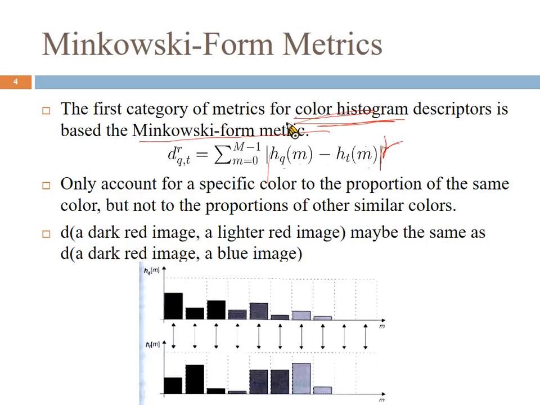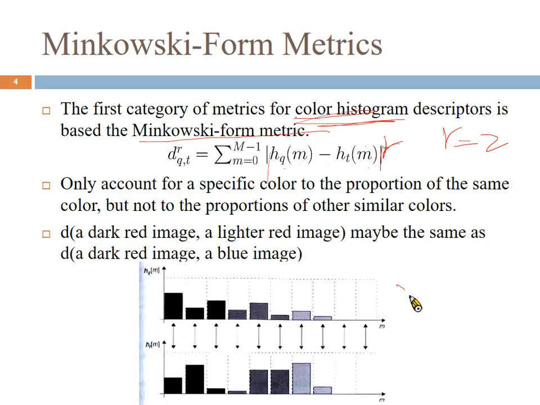The Minkowski form metric is very commonly used. And actually, Euclidean distance is just one special case of the Minkowski form. When r is equal to 2, then it becomes the Euclidean distance. But the problem of the Minkowski form metric is that it only accounts for the proportion of a specific color in the same color bin, but not for the proportion of other similar colors.